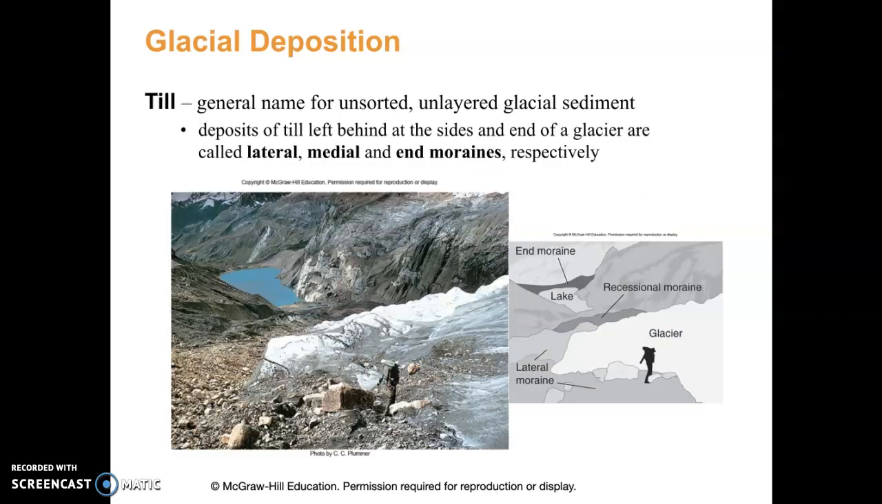Okay, glacial till. This is just the general name for the unsorted material. It's unlayered. So all the glacial sediment, whether it's very, very fine or larger pieces of sediment, falls under glacial till. It can be left behind at the sides and at the end of the glacier. Those are called lateral, medial, and end moraines, respectively. So we'll take a look at those and where we would find them.